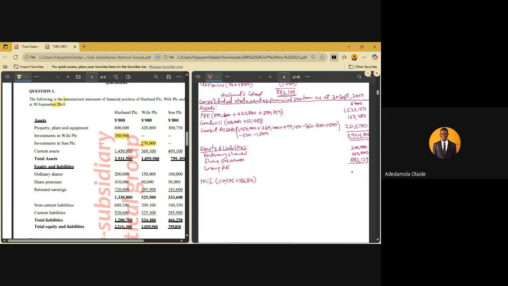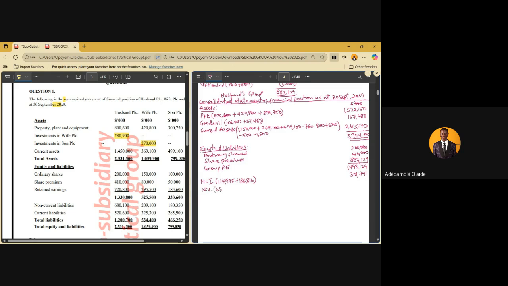Okay. What's the shareholders fund and the NCI? The shareholders fund is 1,493,129. NCI is 301,791. Then, having done that, we can now go to non-current liability.